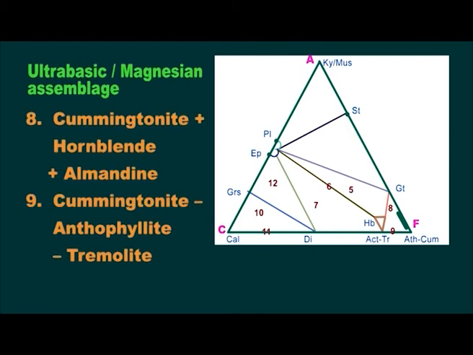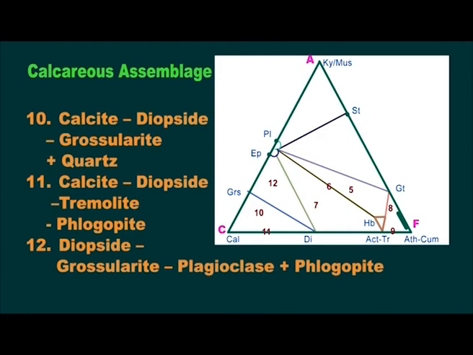Ultrabasic or magnesium assemblages. Number 8, cummingtonite, hornblende, almandine. Number 9, cummingtonite, anthophyllite, tremolite. Calcareous assemblages. Number 10, calcite, diopside, grossularite plus or minus quartz. Number 11, calcite, diopside, tremolite plus or minus phlogopite. Number 12, diopside, grossularite, plagioclase plus or minus phlogopite.